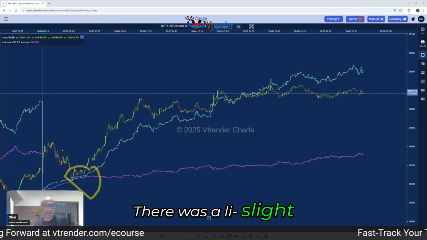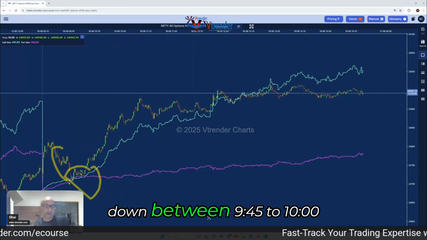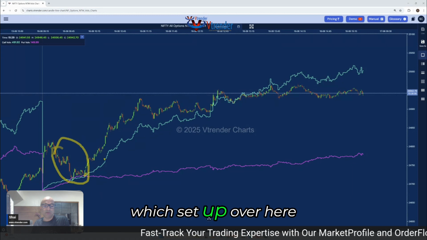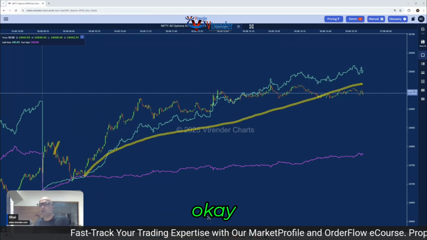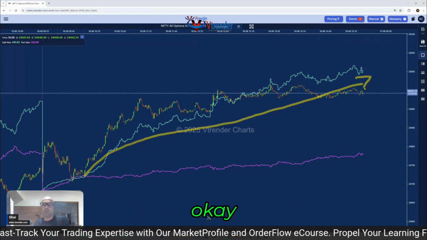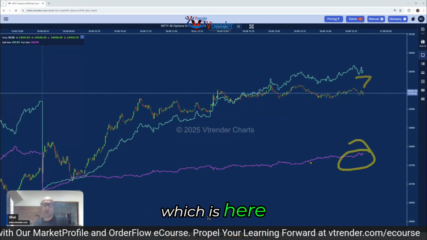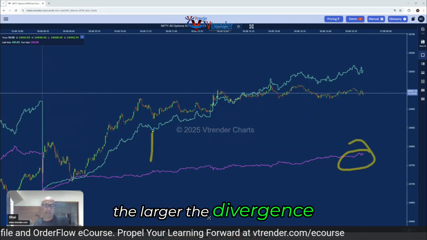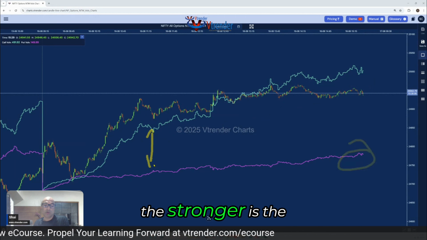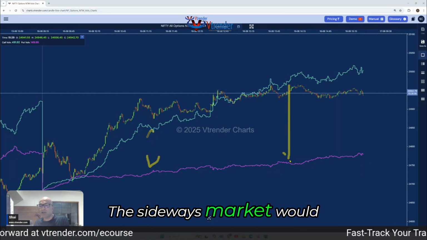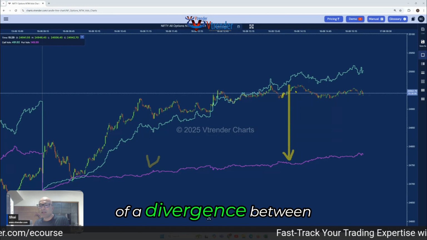The market moved up, and it started moving up aggressively from that 10 a.m. There was a slight dip between 9:45 and 10:15, but have a look at this divergence which set up over here. This is the call side, which was moving up from there, and the purple is the put side, which is here. But the larger the divergence between the two, the stronger the bias in the market.